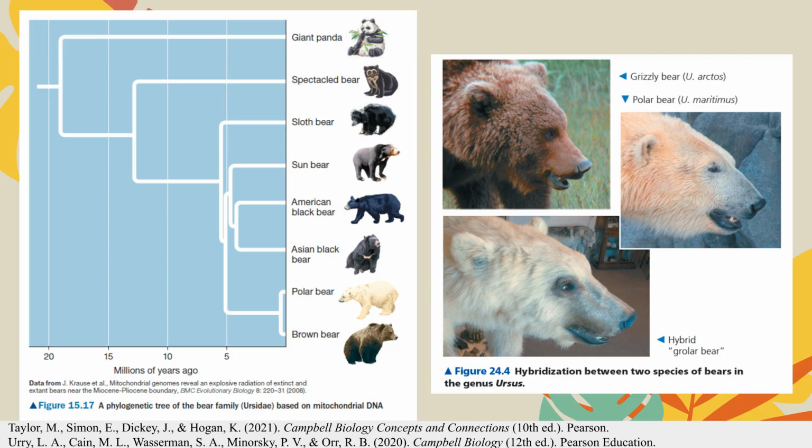Hybridization also occurs between different bear species. Genetic data reveal that some bear species, such as brown bears and polar bears, can interbreed. Their offspring carry genetic traits from both parents. The phylogenetic tree shows how closely related these species are.